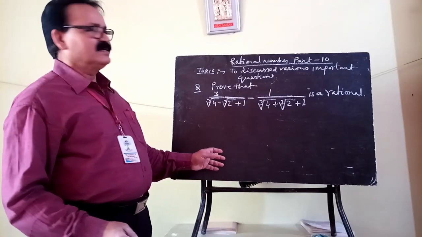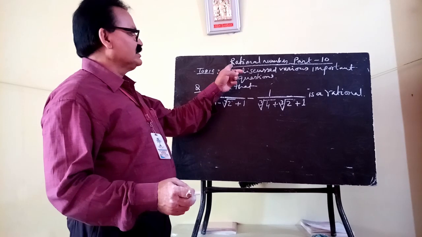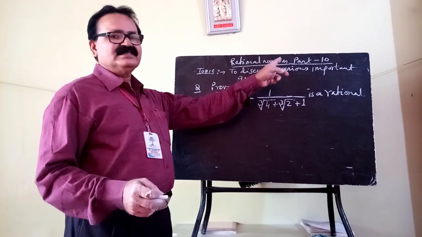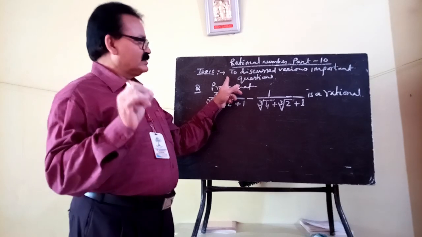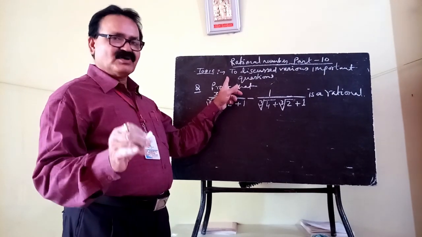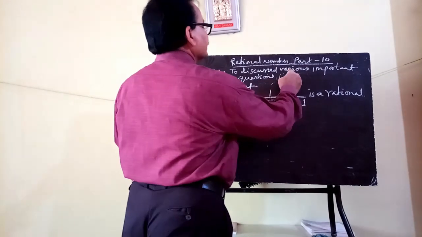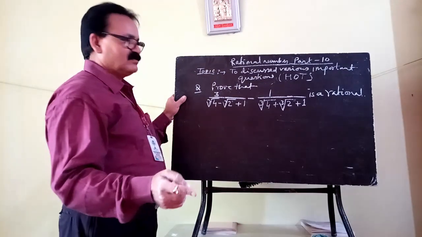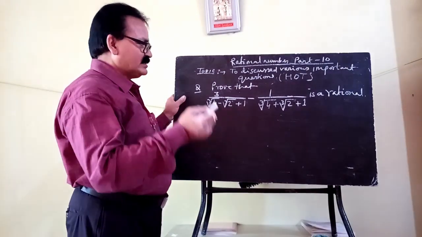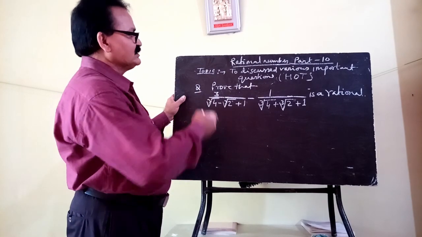Dear student, today again I will explain some important questions of the chapter Real Numbers, part 10. Our target is to explain some important, maybe hard questions, that is, high order thinking skill questions, for your benefit. You have to be acquainted with the various types of questions that can come in this chapter.